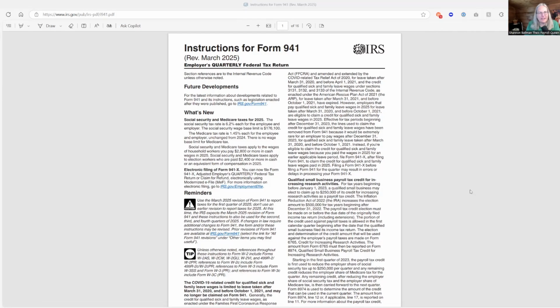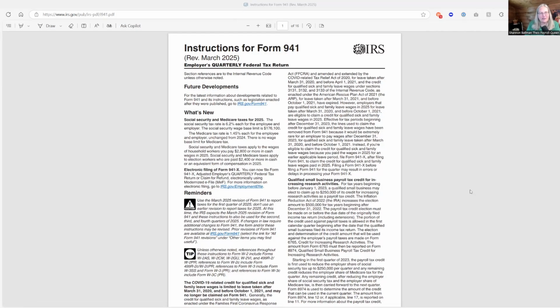But for 2025, the Social Security wage base limit is $176,100. And the Medicare tax rate is still 1.45% for the employee and the employer, which is unchanged from 2024. And there is no wage-based limit for Medicare tax.